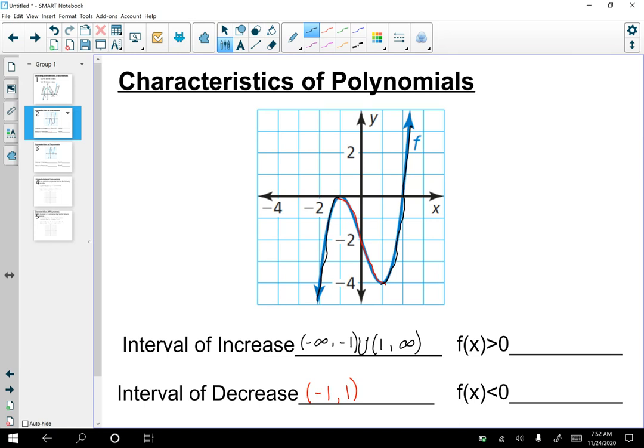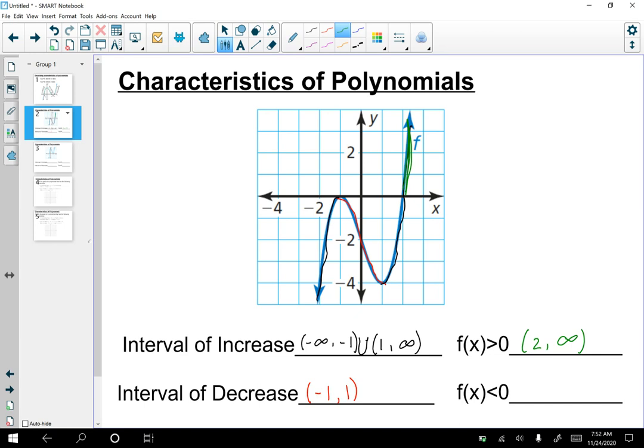Now we take a look at where f of x is greater than 0. That's going to be anything above the x-axis. The only spot where f of x is above the x-axis would be right here, so that's from the value 2 to infinity, because that's going to continue going up forever.